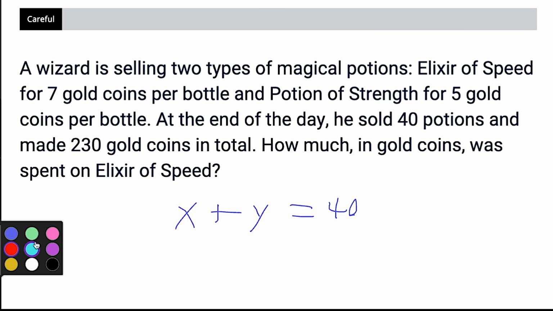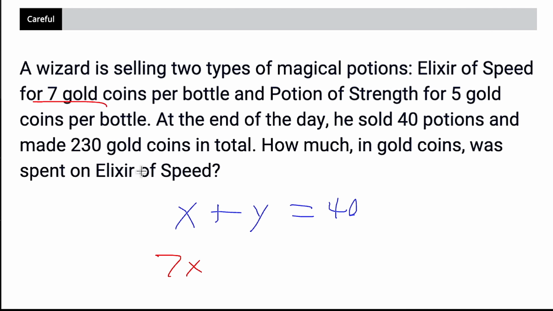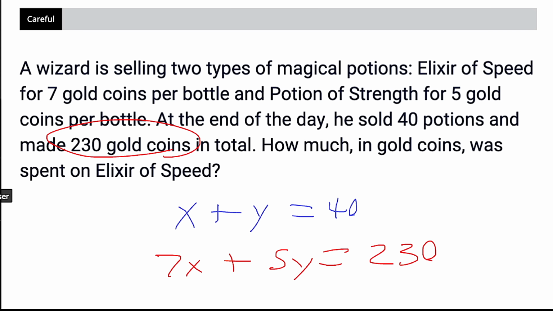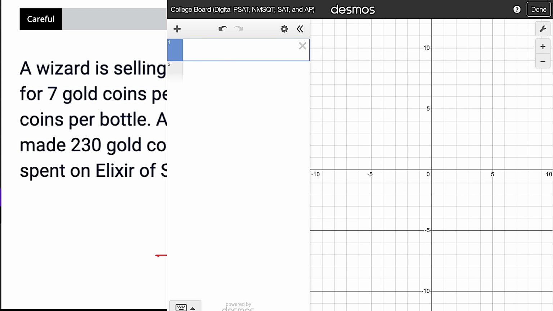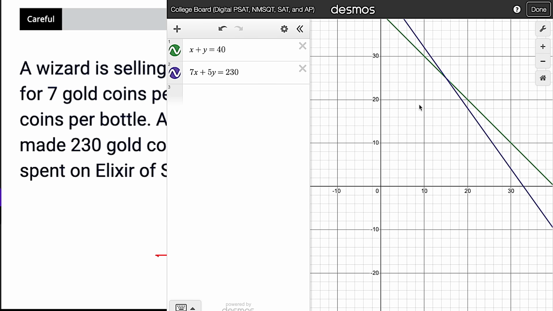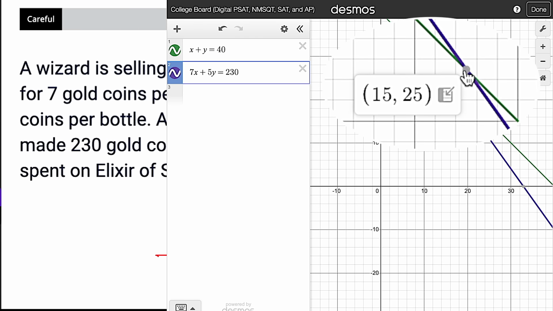And then for systems of equations, you want to have one equation that's items plus items equals total items, and your other should be value plus value equals total value. So we attribute the value 7X for the 7 gold coins plus the value 5Y, since we had 5 gold coins for those, equals total gold coins 230. So now we have a system of equations, and we could jump into Desmos to finish this off as I showed you before. So if we pull up Desmos, throw these in real quick, zoom out and find our intersection, we've got an intersection of 15, 25.